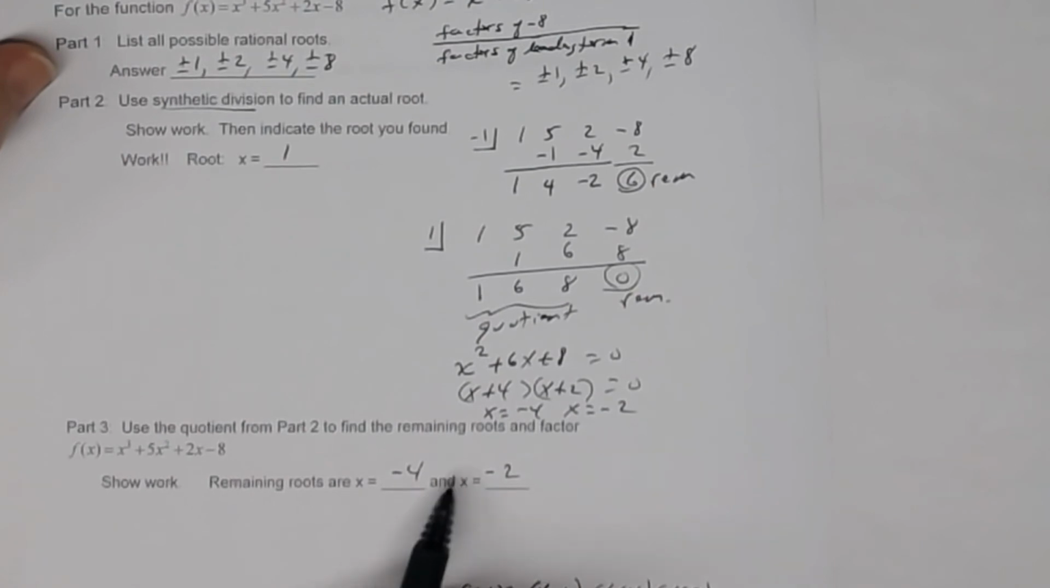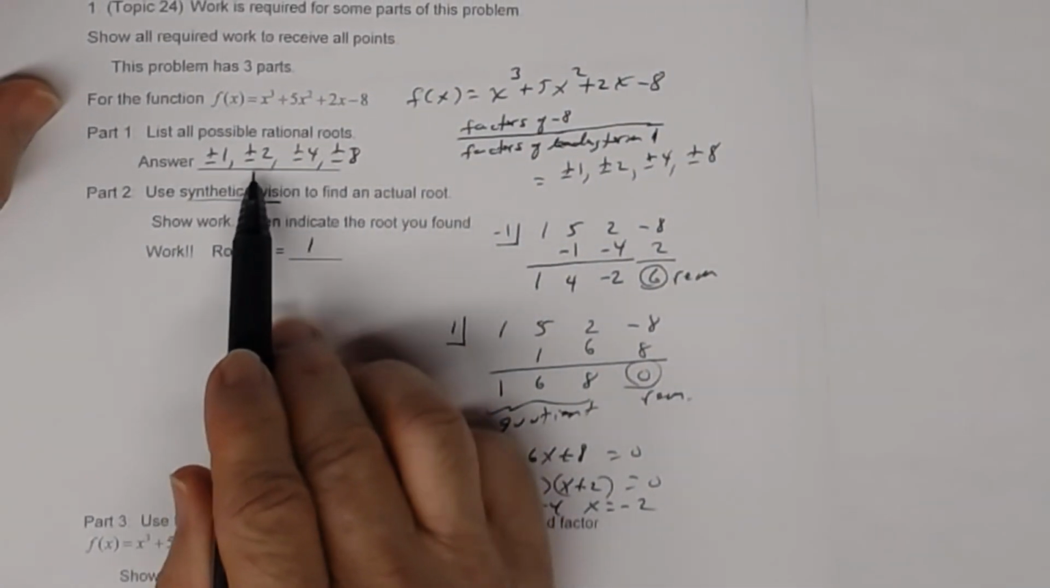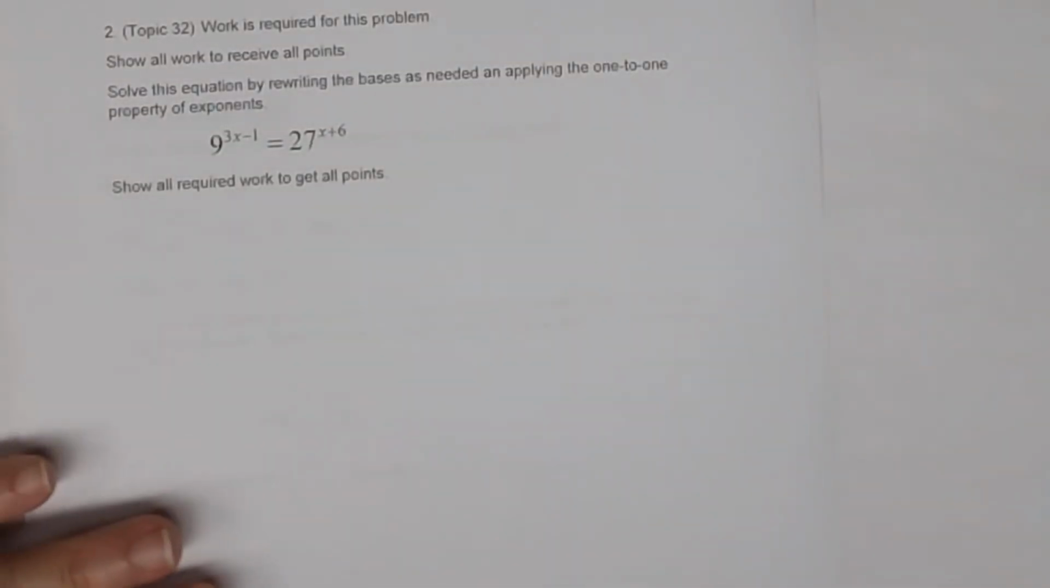But before we go on, remember these are your other zeros, right? So negative 4 and negative 2, there's negative 4 and there's negative 2. Okay? All right, so that was number 1. All right, so let's look at number 2.